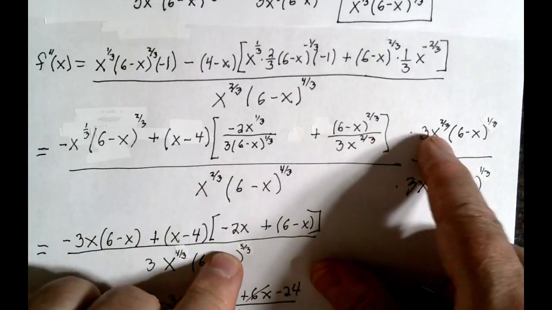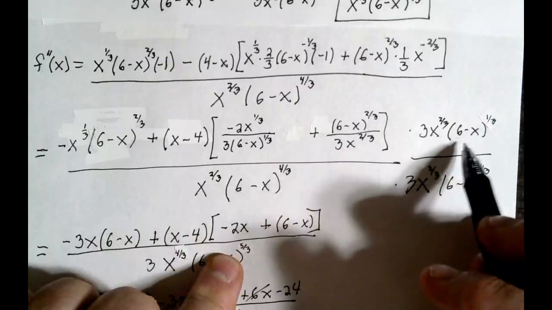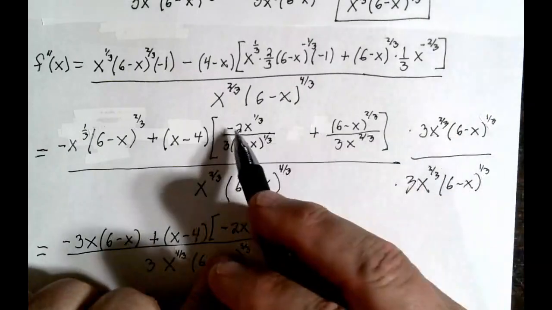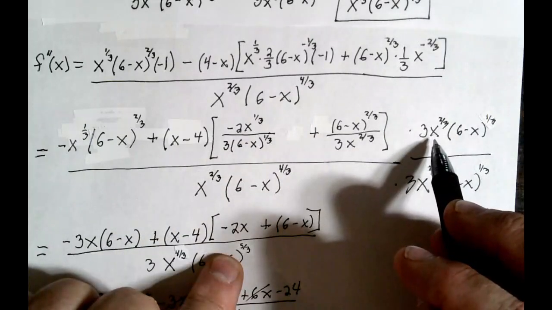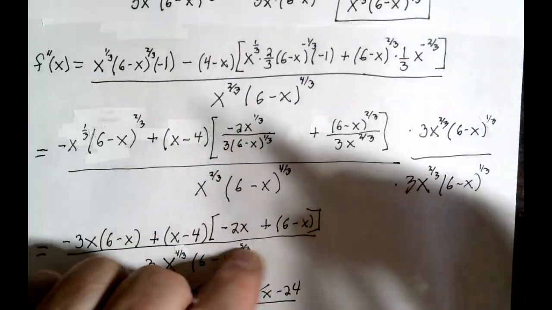Okay, now here, when you multiply this guy times each one of these, the 3 and the 6 minus x cancel, but you just have the top times the x to the 2/3, which is going to give you x to the 3/3, or just x. So you get minus 2x there.